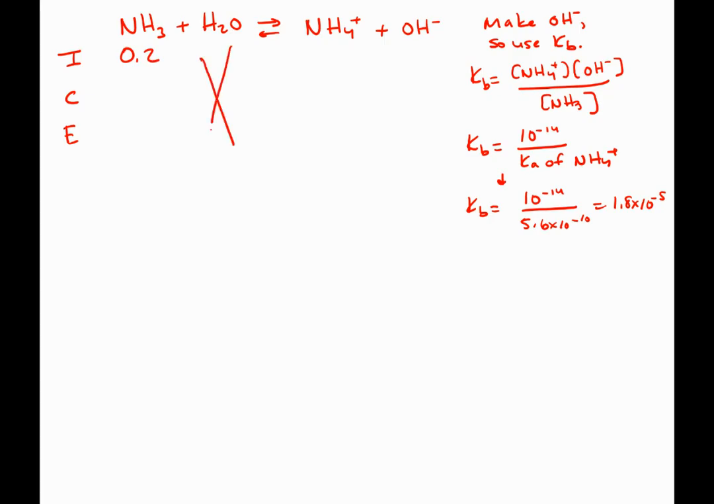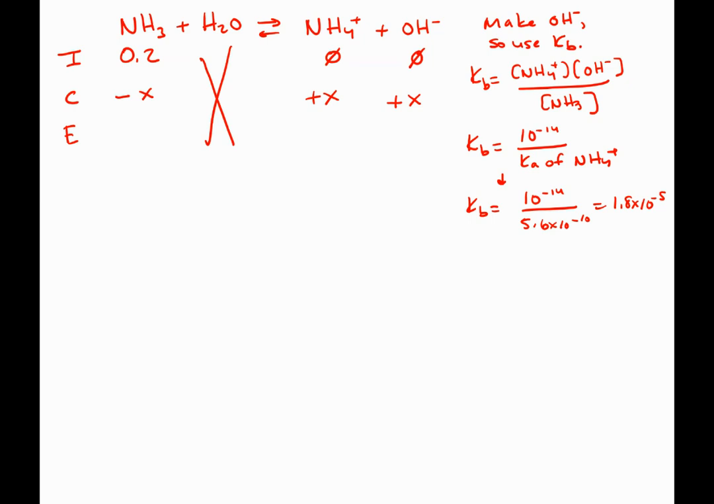We don't care about water because that's a liquid. It doesn't appear in the K expression, and the amount of water has no bearing on what the pH of the solution is. Initially, we'll say that there's no NH4+ and no hydroxide ion present. Therefore, this reaction has to progress to the right. We're going to make some hydroxide, we're going to make some NH4+, and we have to use up some of the NH3 in order to do that.